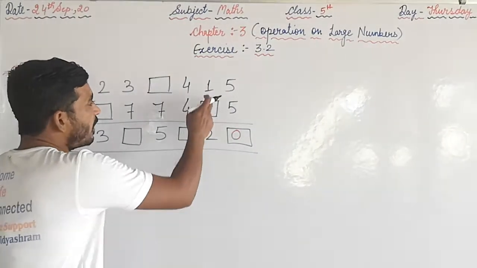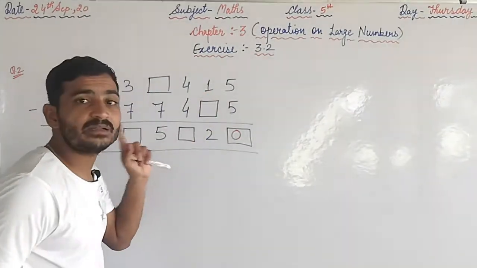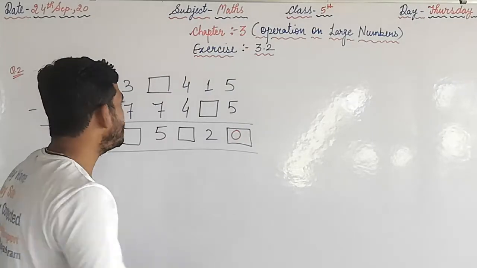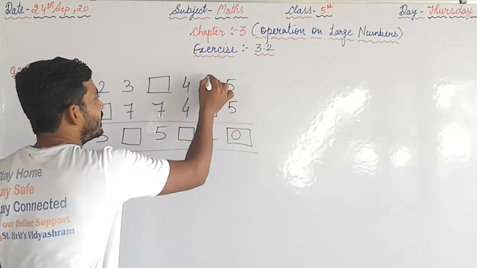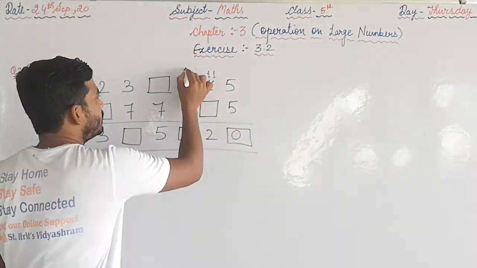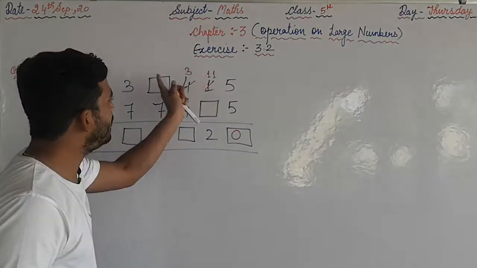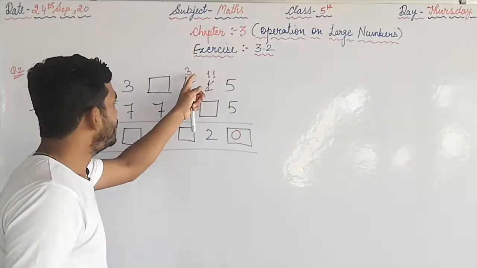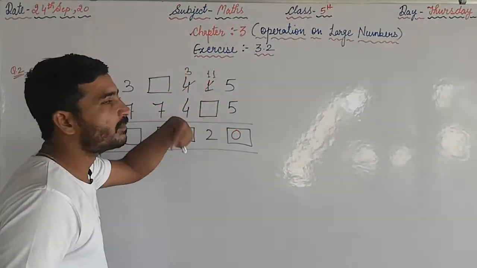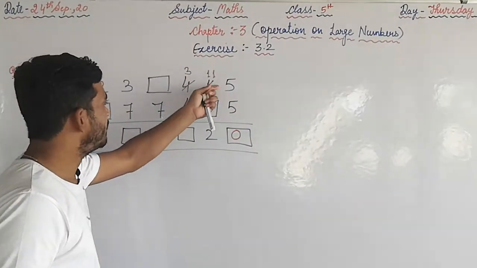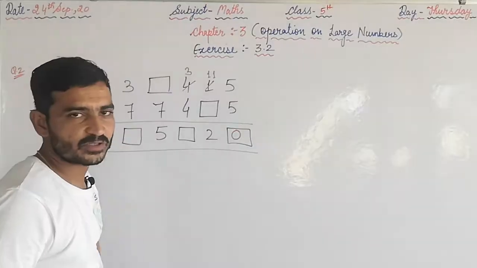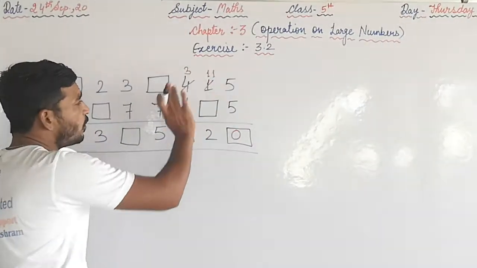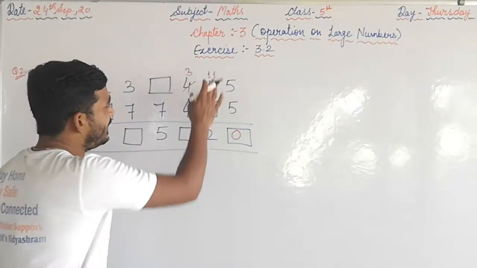Okay, now what should you subtract from 1 to get 2? Obviously we subtract from 11. Here it becomes 11, here it becomes 3, because when we borrow 10 from here, the number here is reduced and the number here is increased. That is, here it becomes the predecessor and here it becomes the successor. Okay, now what should you subtract from 11 to get 2?